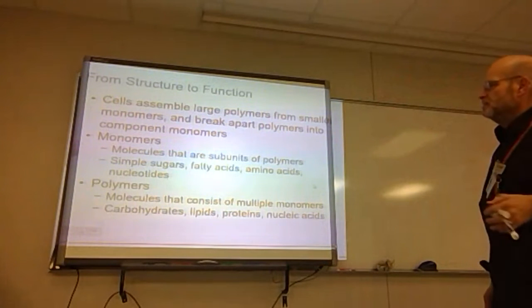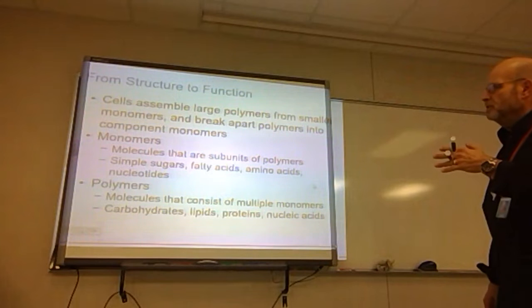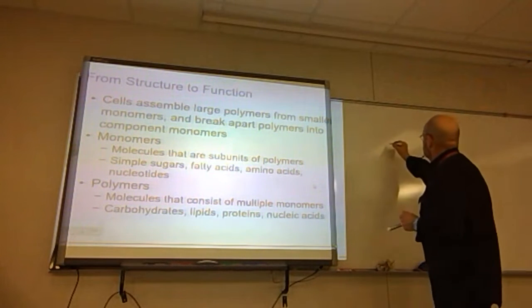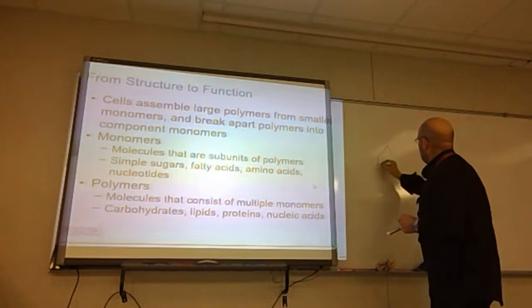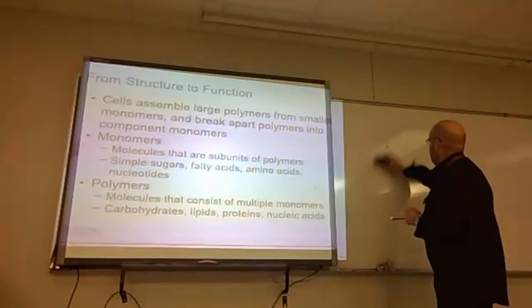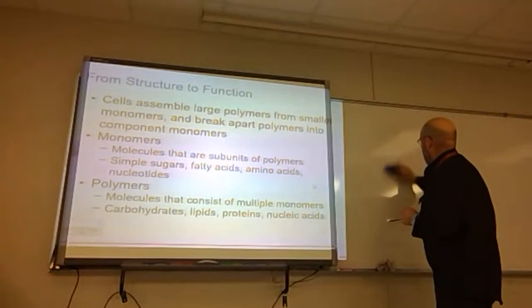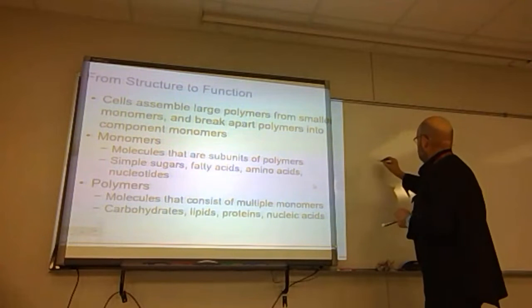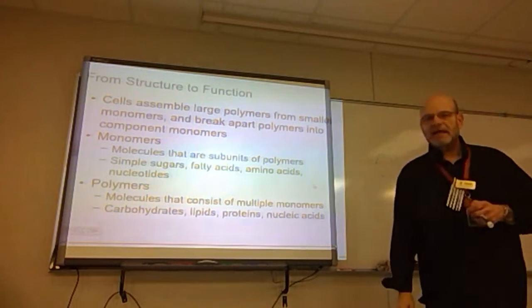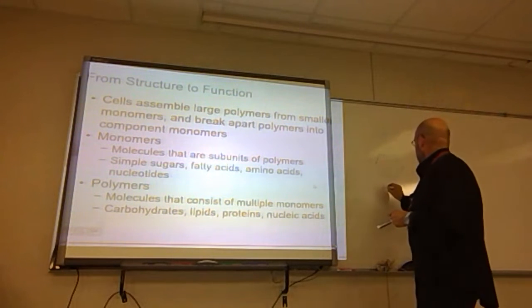Cells assemble large polymers from smaller monomers and break apart polymers into component monomers. A monomer is a single structure. And we'll just draw it like that. Only now I'm simply going to erase that because I want to actually turn it 90 degrees. I want it to be positioned that way. Okay, that is a monomer. That is a single unit.